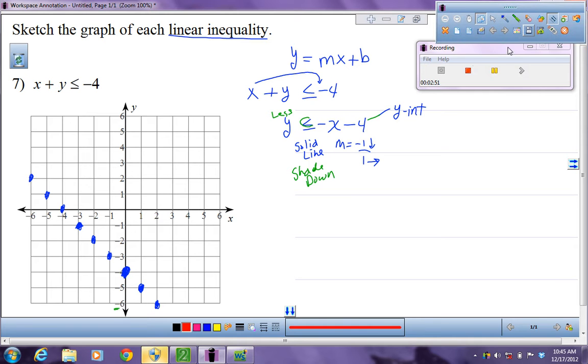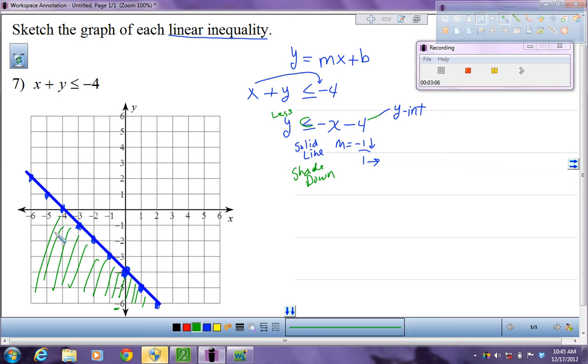And don't forget it was a solid line. And you are also shading down. Okay. So anything in this shaded region is a solution. And on the line because it is a solid line.